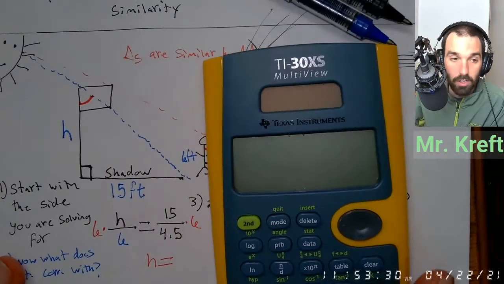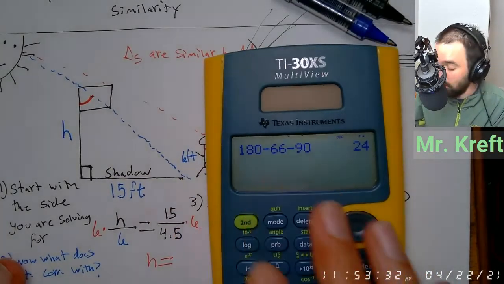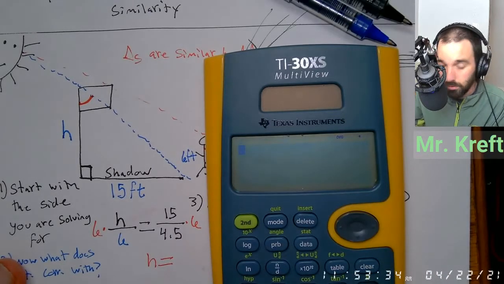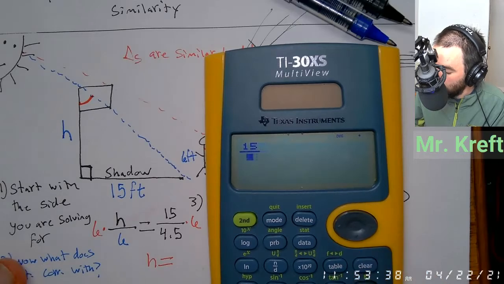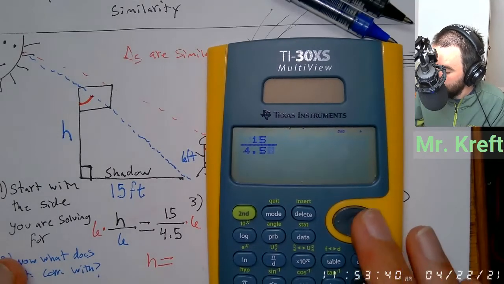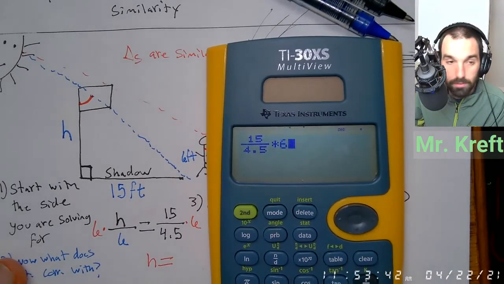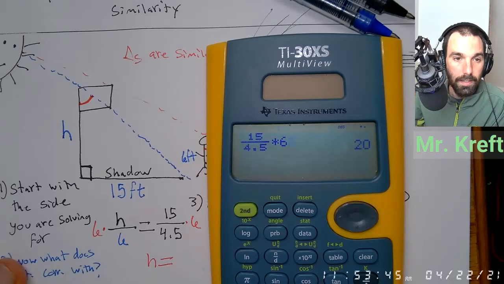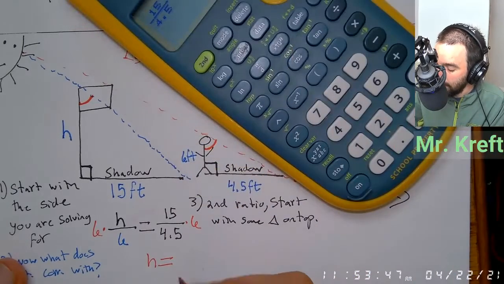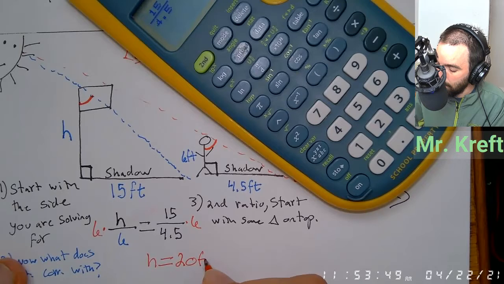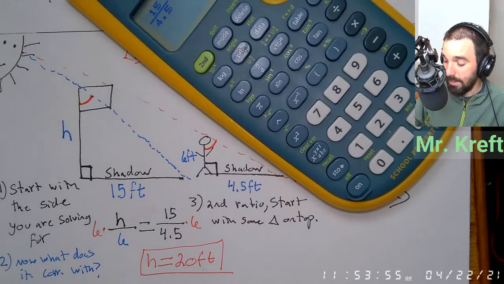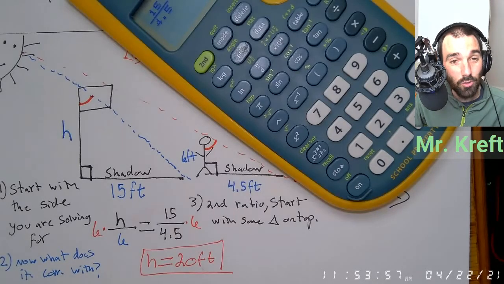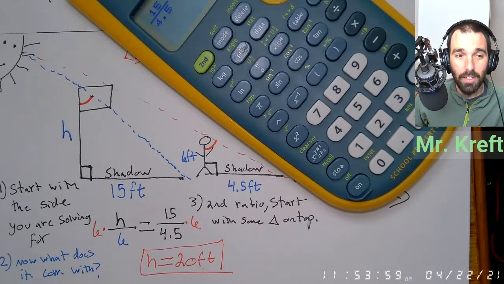Now remember, you can do all of this on a calculator, whether that's a physical calculator or Desmos. I can go 15 over 4.5 times 6. And then I get 20. And then don't forget to add in units. So I know that my flagpole is 20 feet tall. Once you get the hang of this, it's really easy to do.